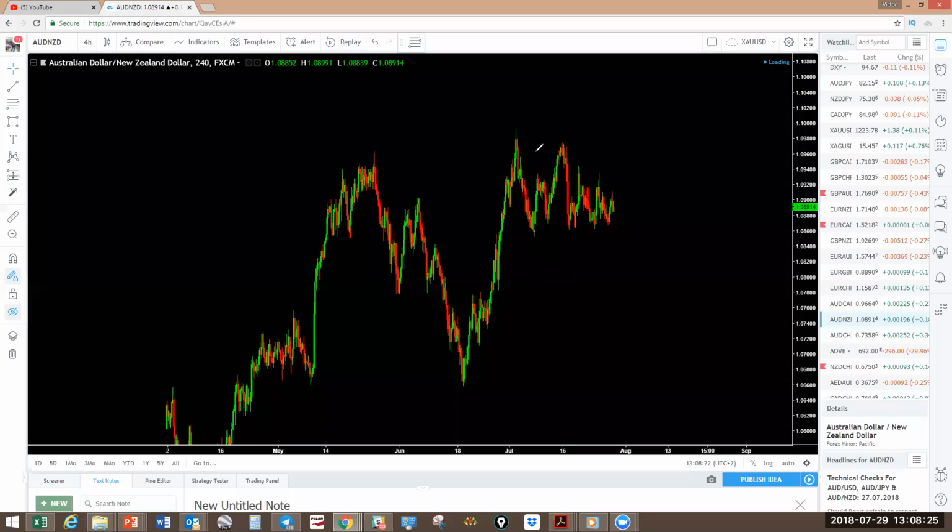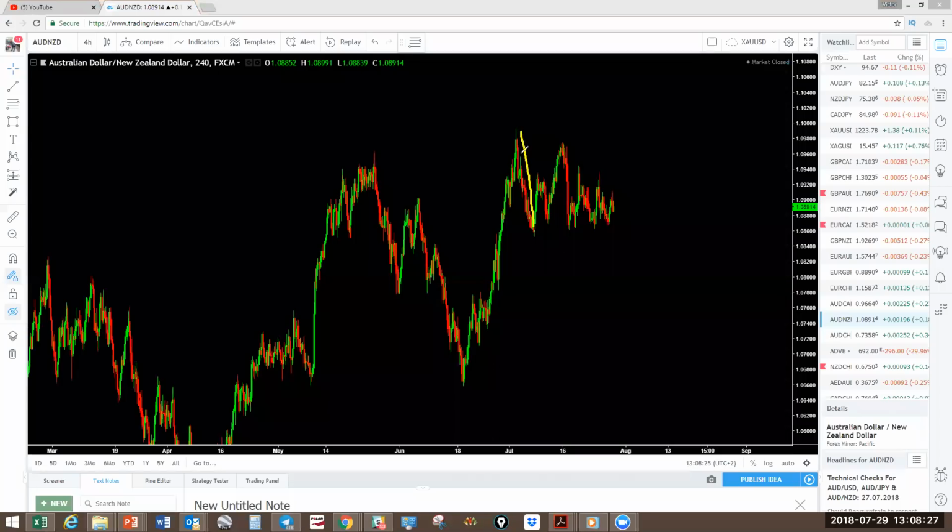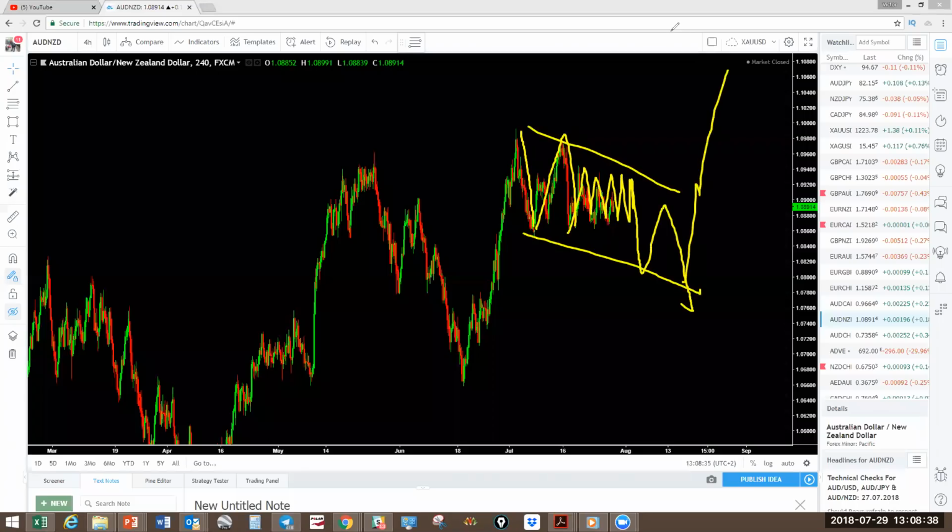So AUD in New Zealand, right after this impulse, you've got a 1, 2, 3 wave structure. Is it making another structure that is going to give us 1, 2, 3 again, or a deeper correction here before we get a move to the upside? That's what you need to watch out for.